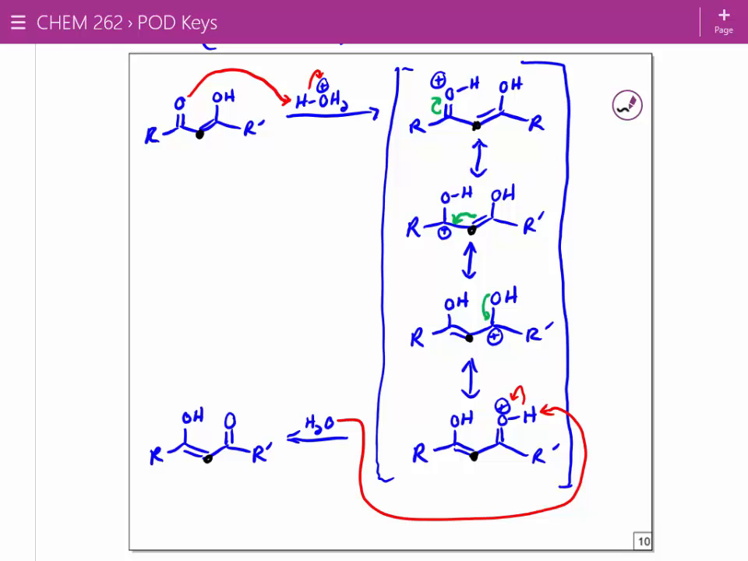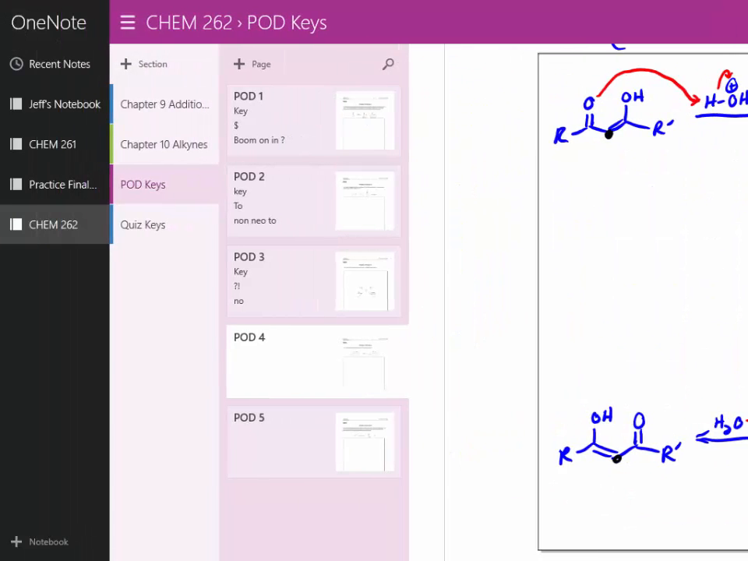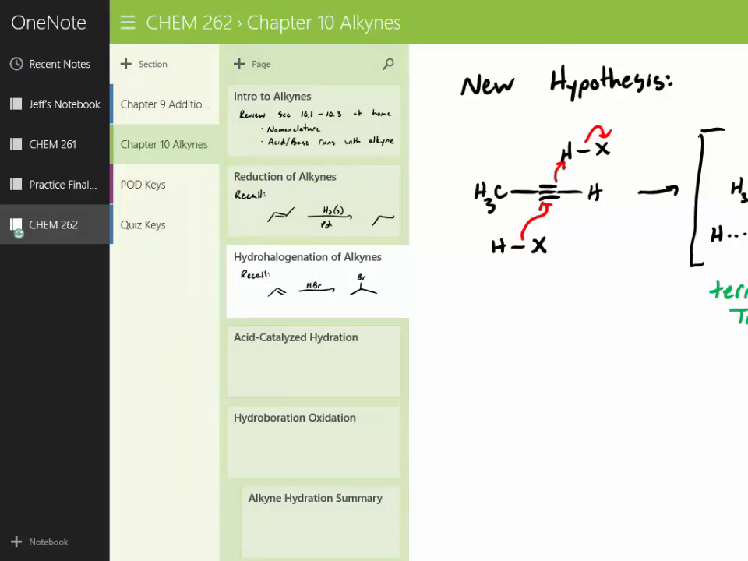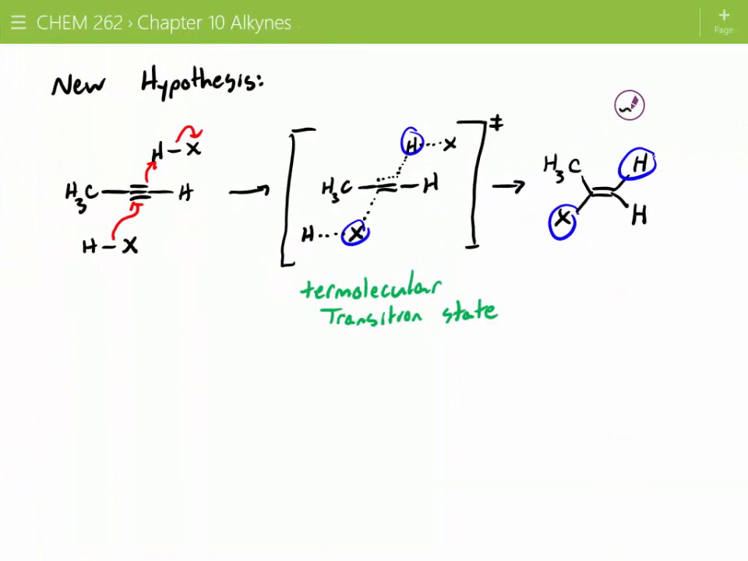We'll cover that when we get to that section. There's always going to be some caveats in chemistry. All right, so let's go back to our notes that we finished up on yesterday. And we'll come back to this concept of tautomerization a little bit later in this chapter.